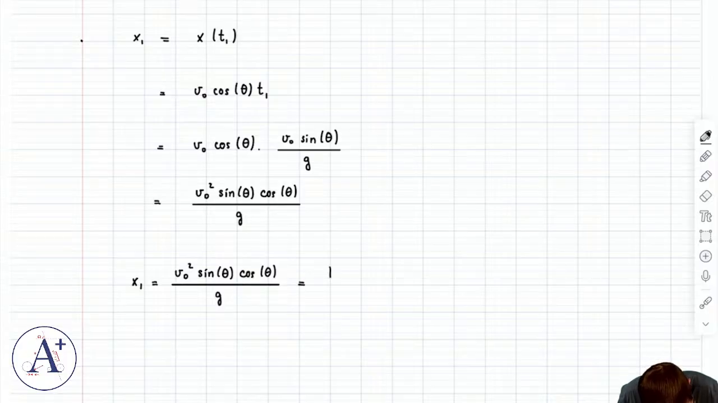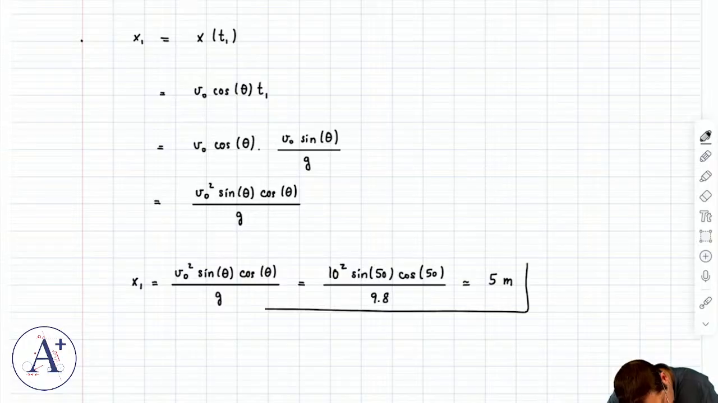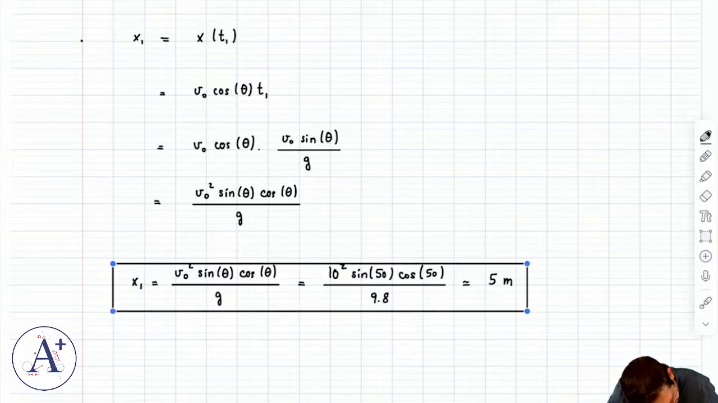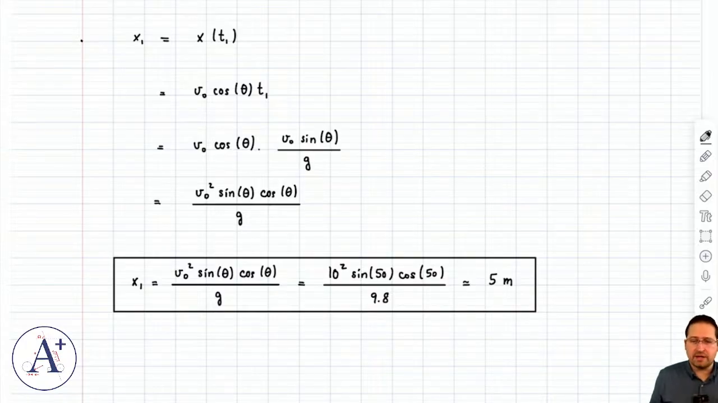And so this is going to be 10 squared sine 50 cosine 50 divided by 9.8. And that's going to be approximately 5 meters. All right, so we found H max and we found X1.